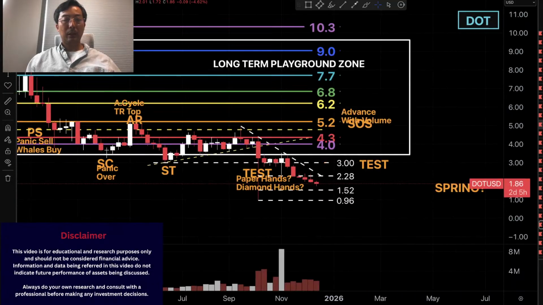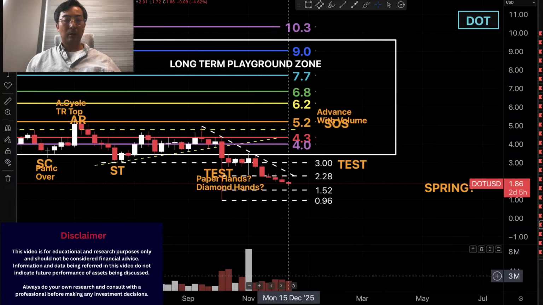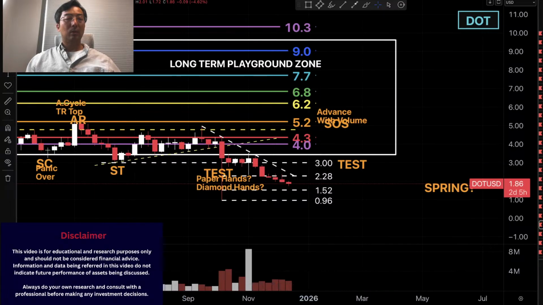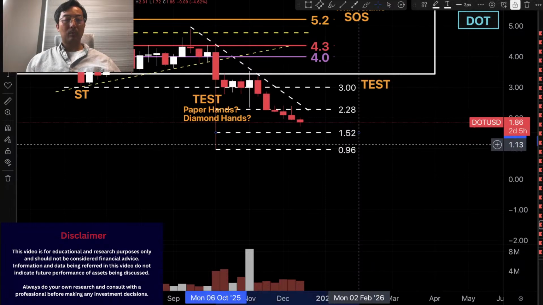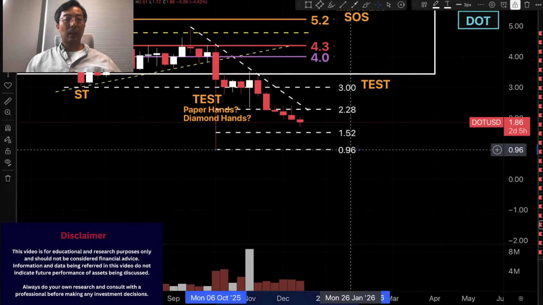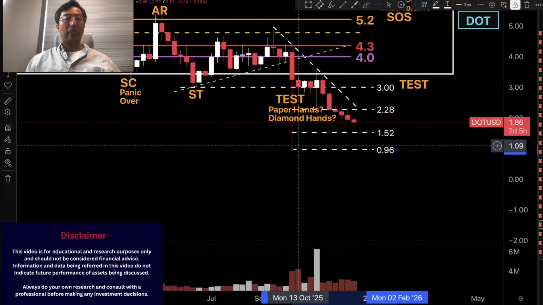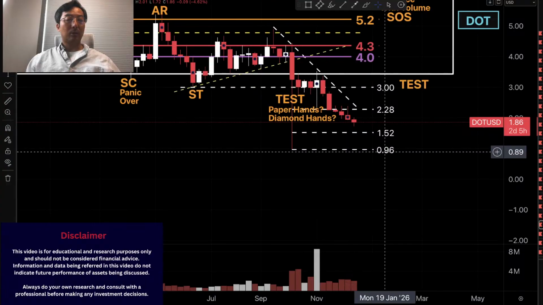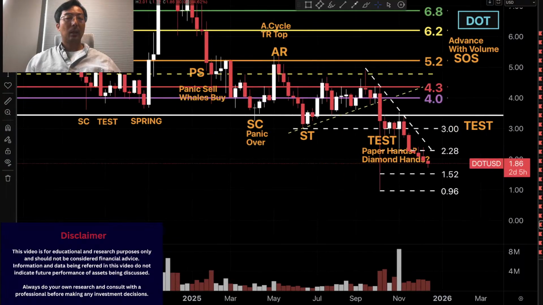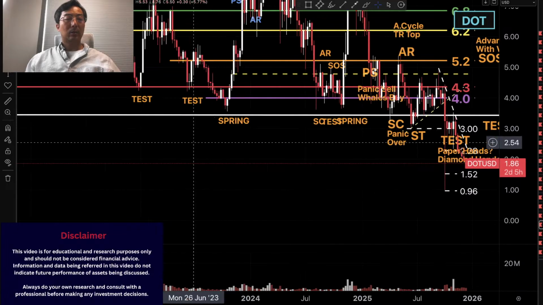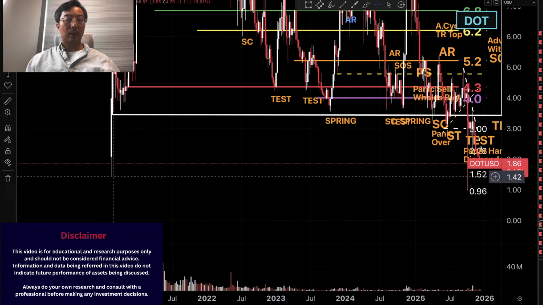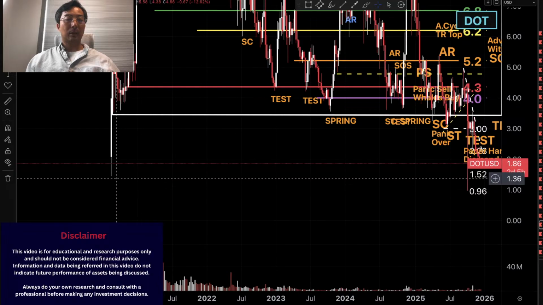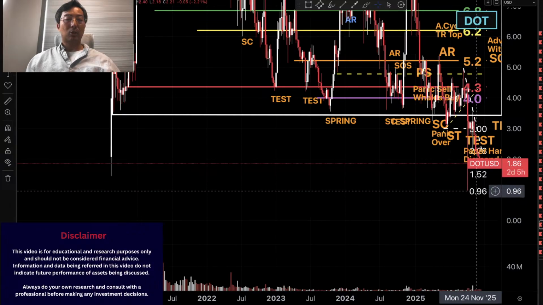Next, Polkadot. Similar, very deep test, and the volume isn't particularly low. There are still two more levels we can reference, about $1.50 and the other close to $1. October 10th got very close to that 0.096 level. If we look to the left, nothing except the one here, August 2020. That's around $1.40. Nothing lower than October 10th.